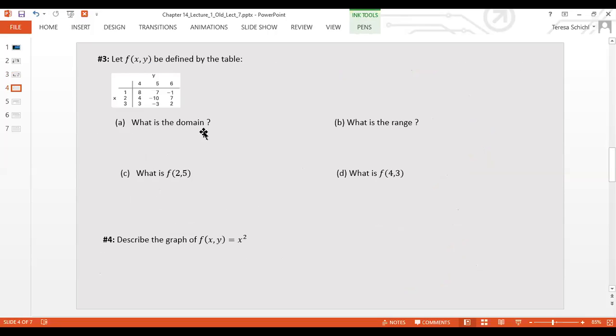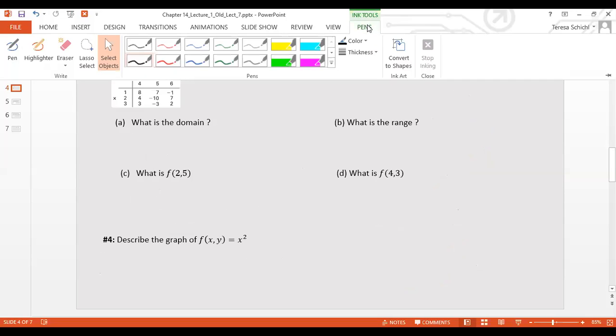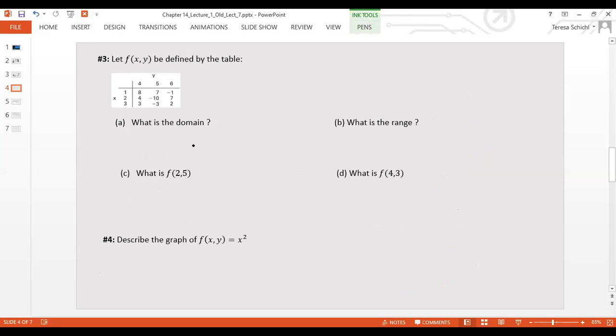So f of x, y is defined by this table here. So what is the domain? Remember, this is R2, so the domain will be the pairs: 1, 4, 1, 5, 1, 6, 2, 4, 2, 5, and 2, 6. And this is 3, 4, 3, 5, and 3, 6. So that is our domain. The domain is x, y here.